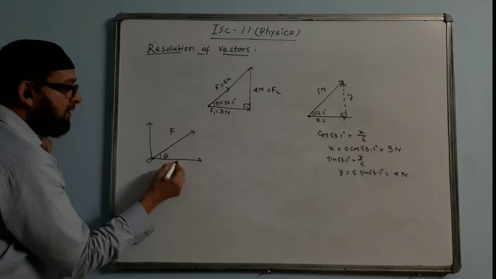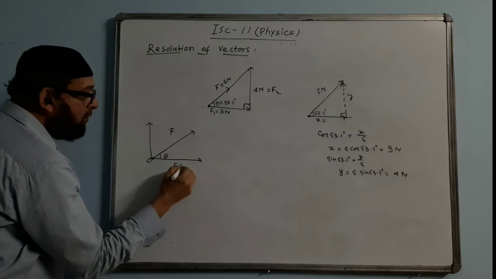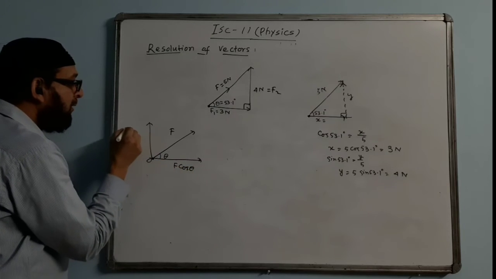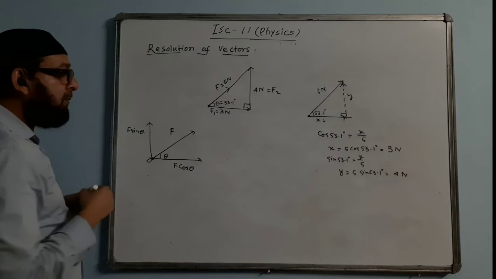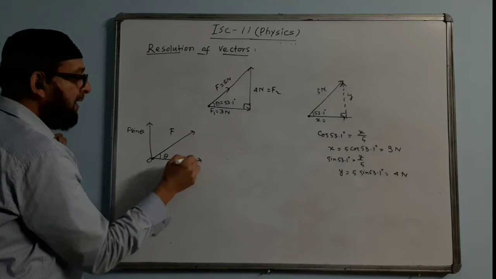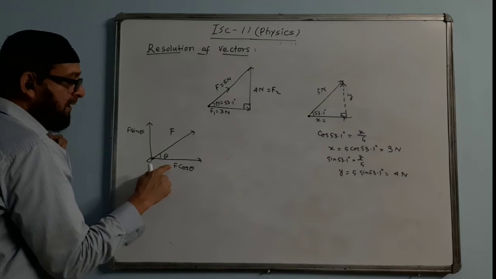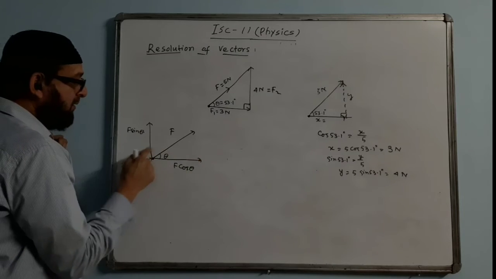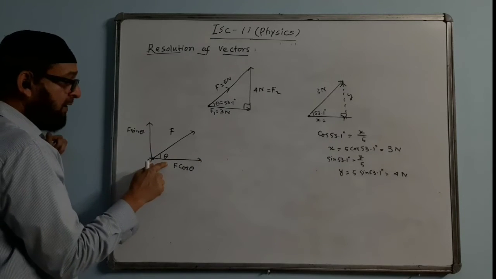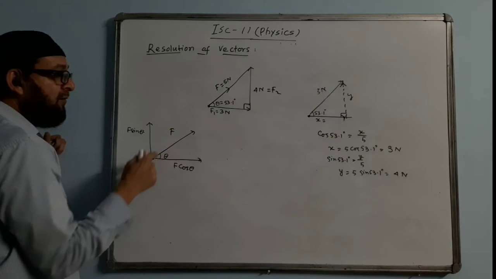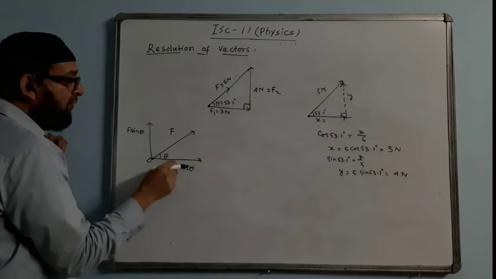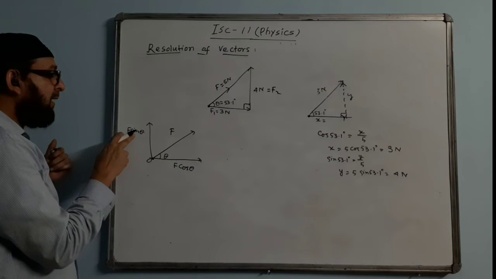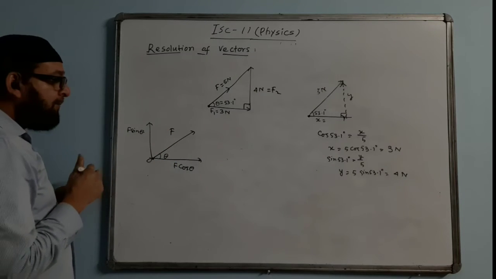So this component value will be coming in cos form, F cos theta. This component value will become F sin theta. And the logic is the trigonometry of it. If you join it, you get a right angle triangle. This is x, this is y, this is along the x axis, this is along the y axis. The value of x will come: cos theta is equal to x by F. Therefore, the value of x will come F cos theta. Similarly, the value of y will come F sin theta.